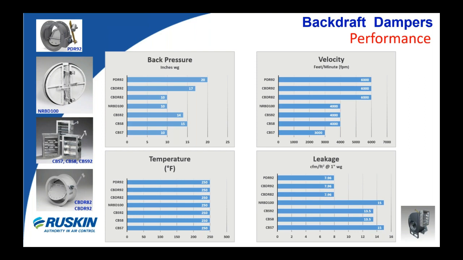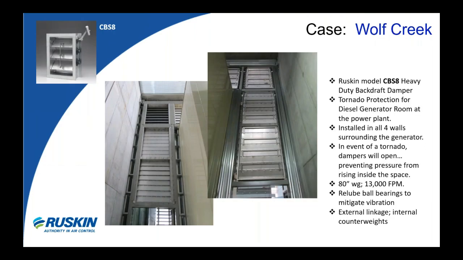A case study example which highlights Ruskin's backdraft damper capabilities centers on the Wolf Creek Nuclear Generating Station close to us here in Kansas City and Burlington, Kansas. This success story was managed by a representative's Triangle Sales out of Lenexa, Kansas. The owner was looking for protection of their diesel generator in the event of tornadic activity, which is a frequent occurrence in the Midwestern states.